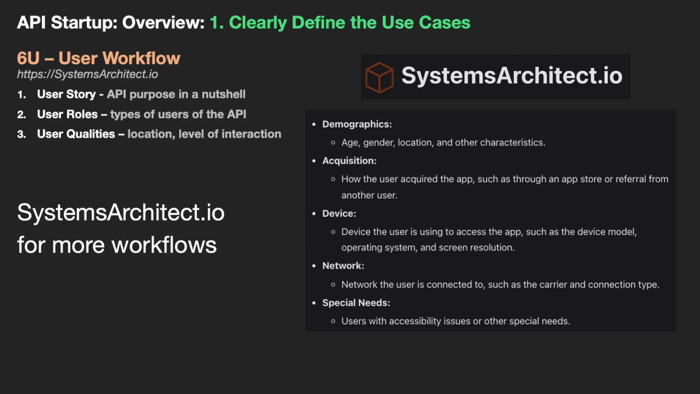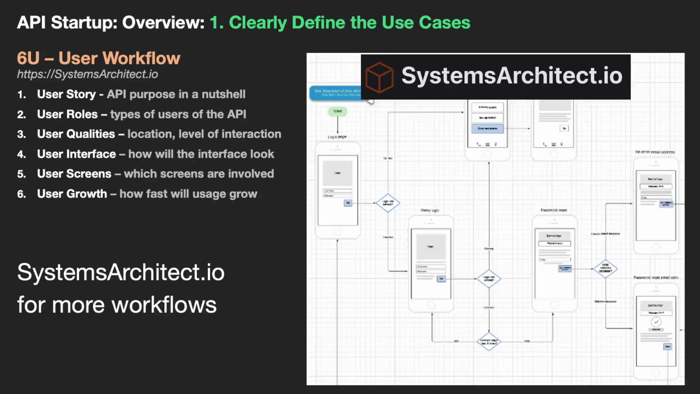Also, we should be aware of usage times and usage rates of the users, and that may vary depending on your use case. User interface and user screens are also very important because oftentimes what we were told explicitly was needed for the API may be missing some data properties, and so by going through the user interface and the user screens, we can easily unearth things that have been missed.